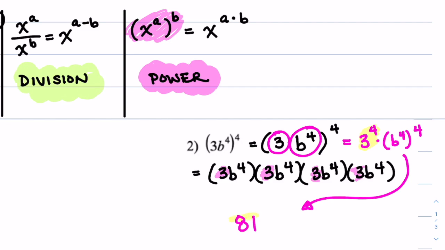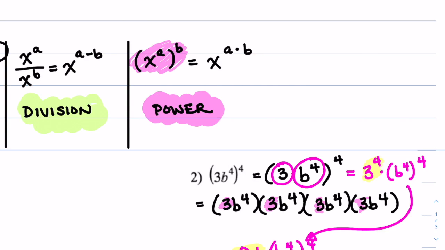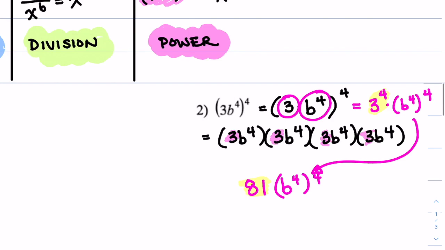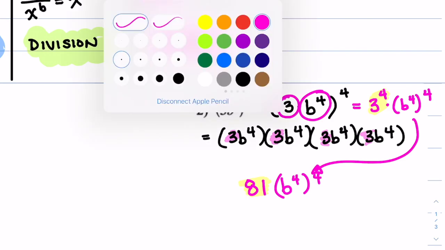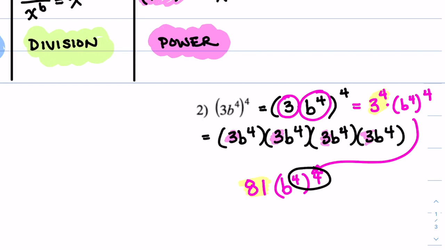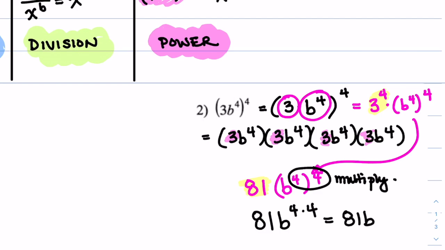And then if we want to do the second part, that would be b to the fourth to the fourth. And if you notice, the power rule says we should multiply the two powers together. So if we have a 4 and another 4, right, multiply together. So this would be 81b to the 4 times 4, which is 81b to the 16. So there's that one.